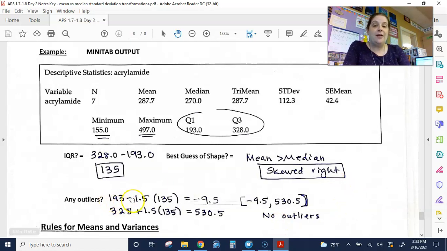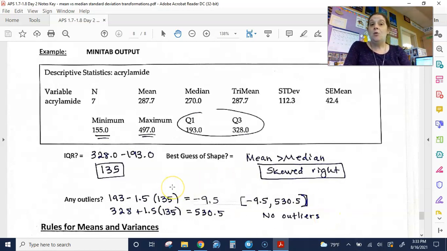If I wanted to check for outliers, I would use my 1.5 interquartile range rule. If I take Q1 minus 1.5 interquartile range, I get negative 9.5. And Q3 plus 1.5 interquartile range, I get 530.5. That gives me an outlier fence of negative 9.5 to 530.5. If I check my minimum value, the minimum is inside the fence. If I check my maximum value, the maximum is inside the fence. So I don't have any values outside the fence, so I have no outliers.